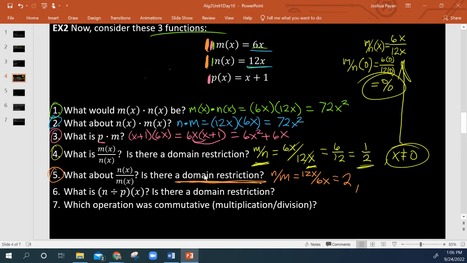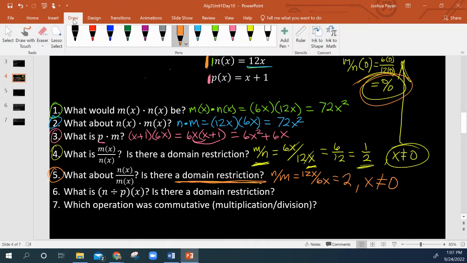And then we're going to have to also say that we have a removable discontinuity at x equals 0. So we do not want x to equal 0 for the same reason that happened here. We'll end up with 0 divided by 0 again. Okay, so that would be our domain restriction.